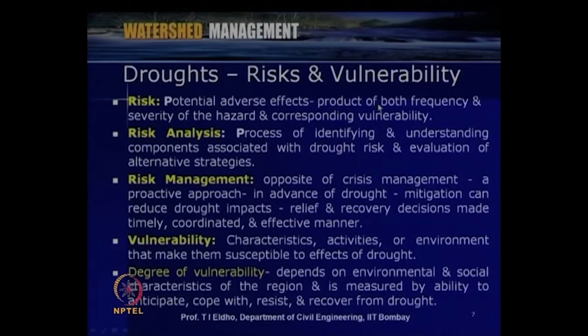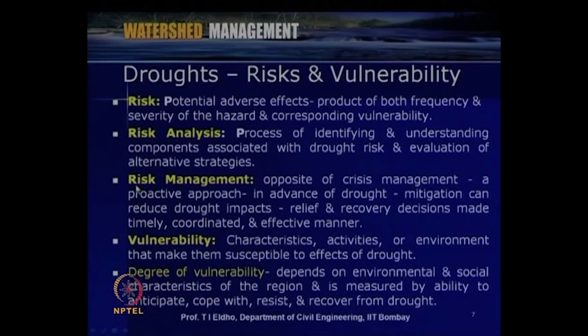When we discuss risk and vulnerability, risk is the potential adverse effects, a product of both the frequency and severity of the hazards and the corresponding vulnerability. So, this is the definition of risk. For an area, we have to go for risk analysis, which is the process of identifying and understanding the components associated with a drought risk, and the evaluation of alternative strategies. So we can assess the risk related to droughts for a particular area or watershed, and then look into alternative strategies based upon the vulnerability analysis or risk analysis.